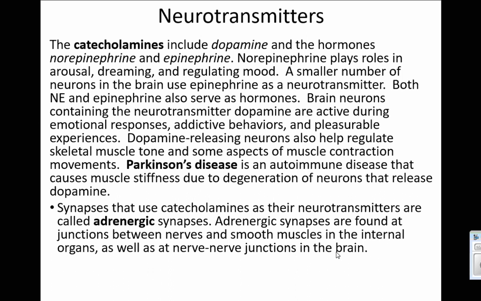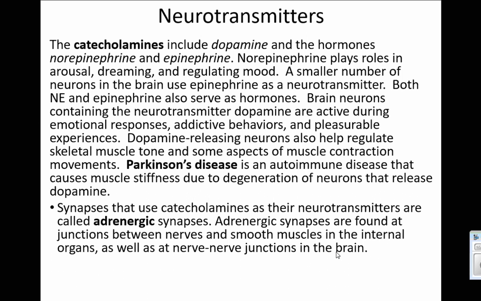Norepinephrine is abbreviated as NE, and epinephrine is either E or just epi. The other names for those are adrenaline and noradrenaline: noradrenaline for norepinephrine, adrenaline for epinephrine. You've probably heard the word adrenaline a million times in your life. It's that chemical that causes us to really get jacked up. It's what we release in those fight or flight situations. We also release a lot of norepinephrine.